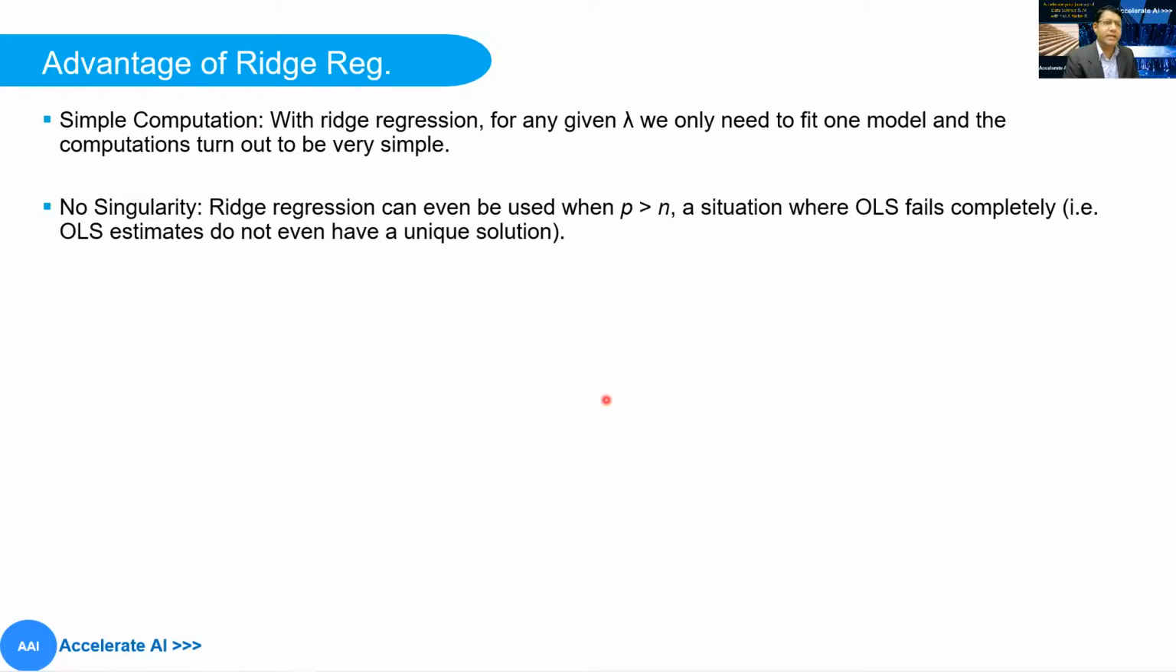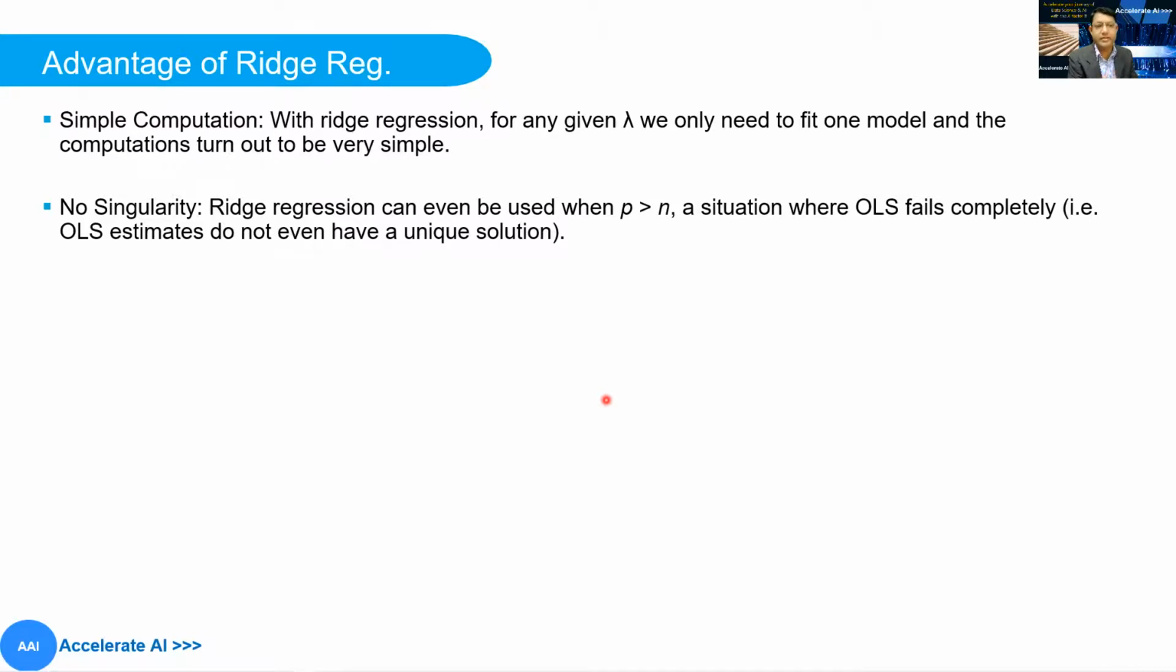So some of the advantages of ridge regression: one is the computation is simple. As we said, it has a closed form solution. So for any given value of lambda, which we can estimate using cross validation, we plug it in and then we can calculate the beta values. Also, there is no singularity. So ridge regression can be used even where the number of features is much, much larger than the number of data points. This is a situation where ordinary least square will completely fail because the ordinary least square equation will not have a unique solution.